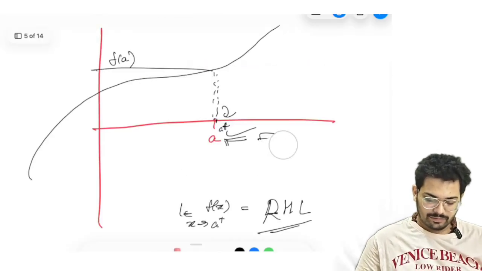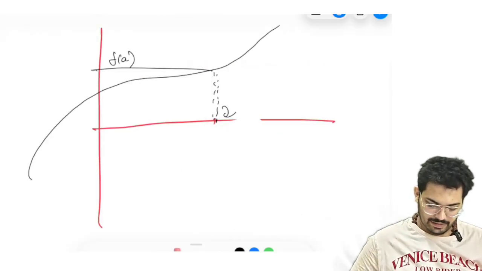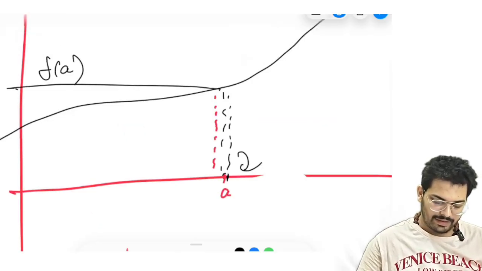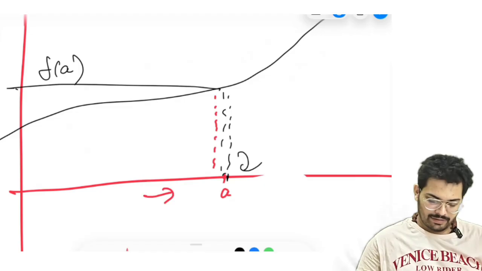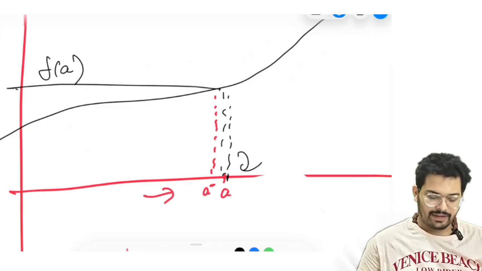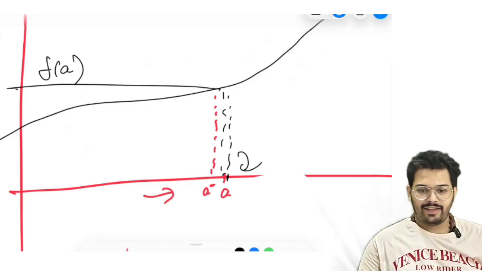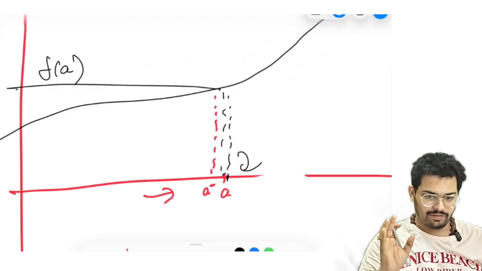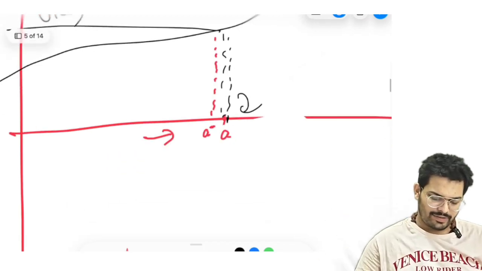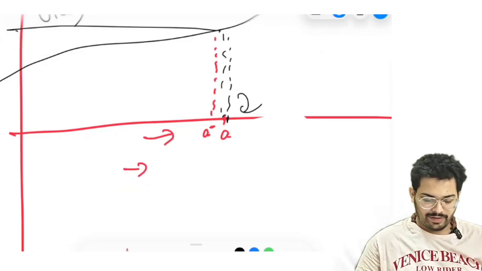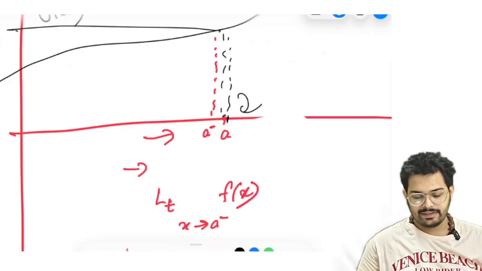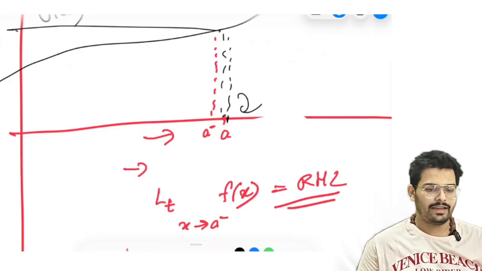Similarly, for our function, this point is a, and the function can be approached from the left side of the number line. Just before a, there is a number called a minus. A minus means, if a is 10, a minus will be 9.9999, a value closer to a but lower. That's why we are approaching from the left side. So where the function's value is going will be limit x tends to a minus f of x. That is called the left hand limit.